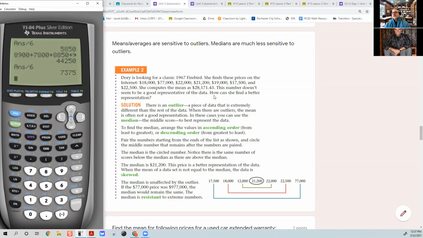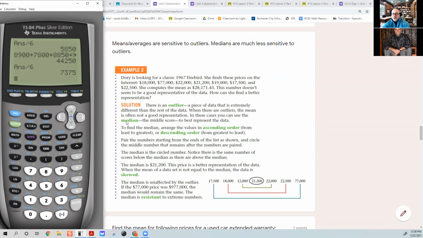So if the mean is not a good representation of this data, how can she find a better representation? Well, the answer here is to go for the median. If there is an outlier, in this case there is, that 77,000, that's what we call an outlier. That 77,000 is nowhere near the rest of our numbers, right? It's just way, whoa, what's going on with that one? That must be a Firebird in pristine condition, with all sorts of original parts and everything just perfect. This outlier is a piece of data that's extremely different from the rest of the data. When there are outliers, the mean is often not a good representation.